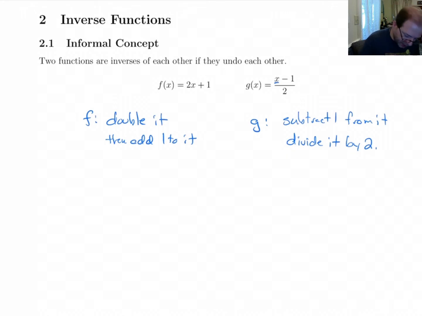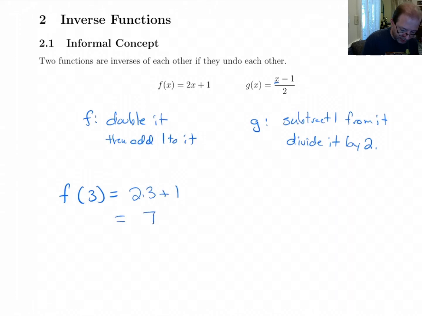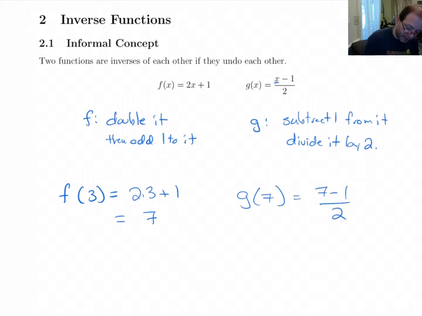This is probably not necessary, but let's look at this. If we plug in f of 3, we get 2 times 3 plus 1, which is 7. And then if we do g of 7, that's 7 minus 1 over 2. So 7 minus 1 is 6, over 2 is 3. So these two things do undo one another.